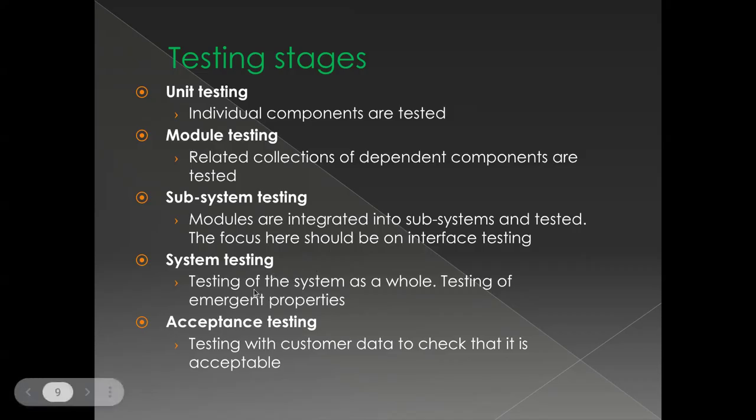System testing, the system as a whole. The whole system is checked. Testing of emergent properties, and acceptance testing with customer data to check whether it is acceptable. At the beginning, the software company tests the software. After that, it gives it to some customers and checks whether this system is acceptable or not.